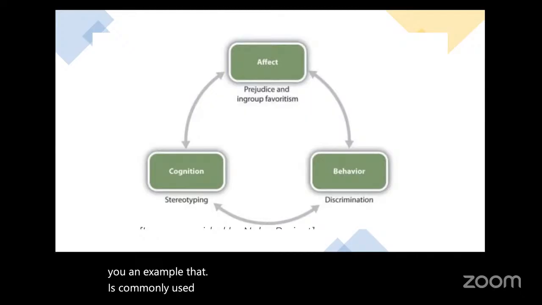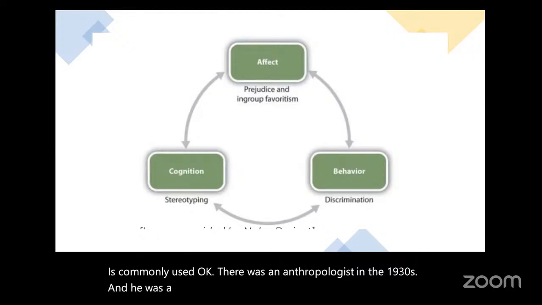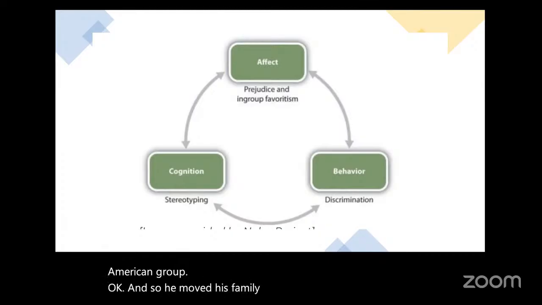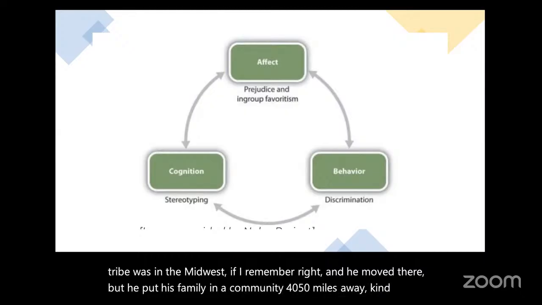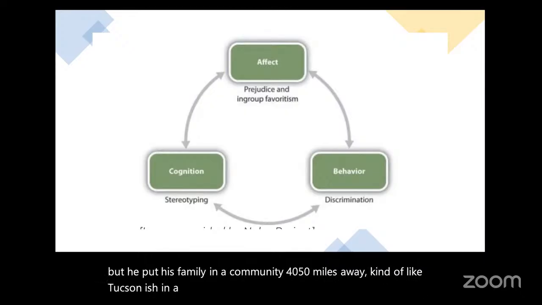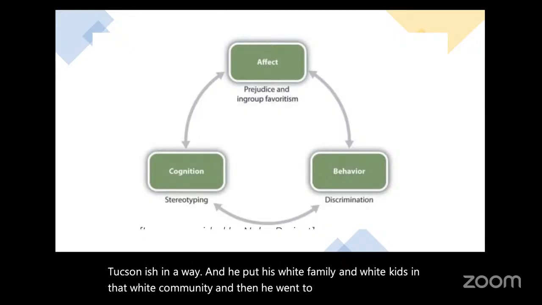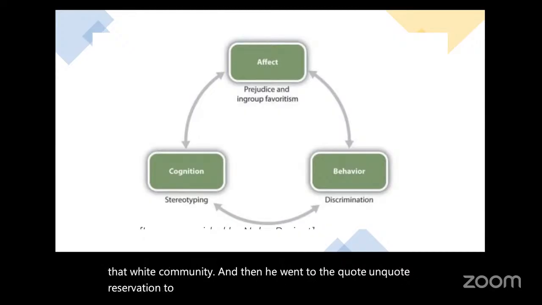Okay. There was an anthropologist in the 1930s, and he was a white European, and he wanted to go study a Native American group. Okay. And so he moved his family from New York, and I think this tribe was in the Midwest, if I remember right. And he moved there, but he put his family in a community 40, 50 miles away, kind of like Tucson-ish in a way. And he put his white family and white kids in that white community. And then he went to the quote unquote reservation to do his anthropological work.